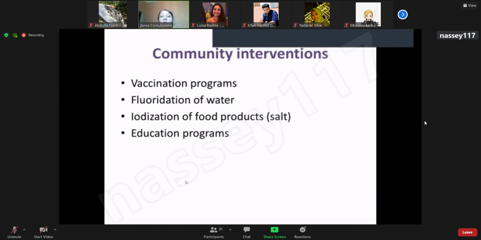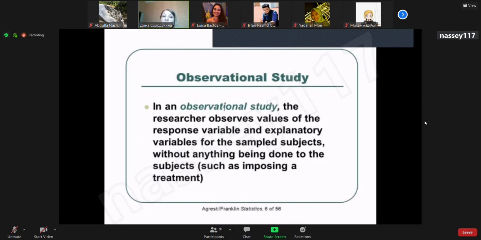So the second part, we come to observational studies, and those are studies when we don't do anything, we just observe, and we can just register the parameters under our study, and by this make analytical conclusions.